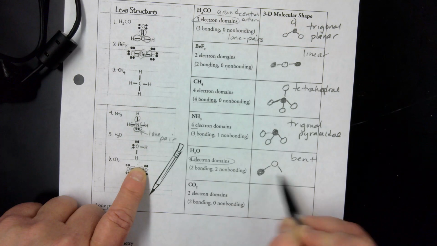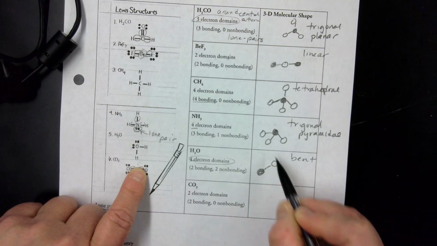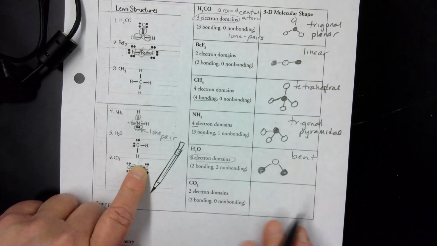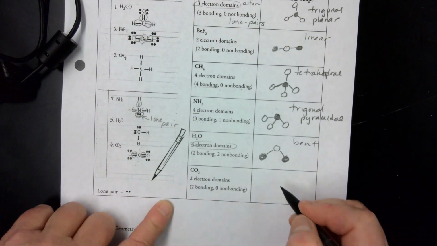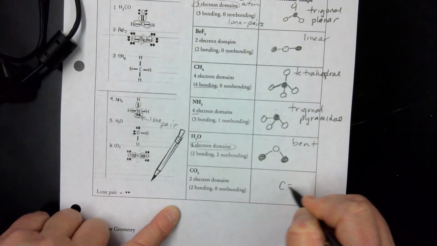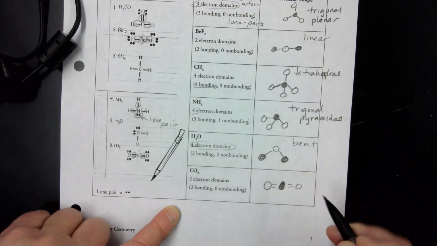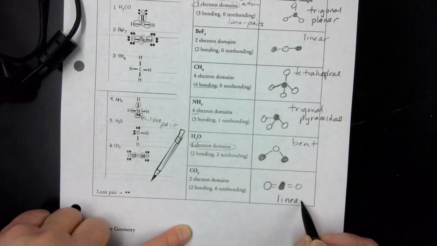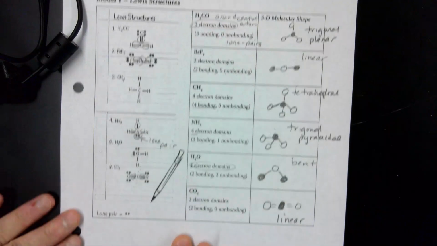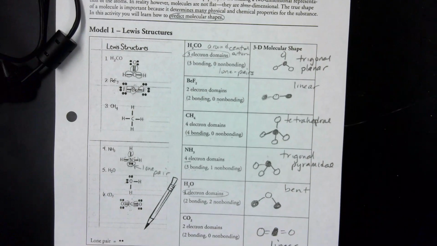something that looks like this. Again, it's bent because there's electron pairs pushing those down. And then the last one here we have is CO2, which might look something like this, right? And this is a linear molecule. All right, so those are the 5 shapes you are going to have to learn to recognize and understand why they have those shapes.